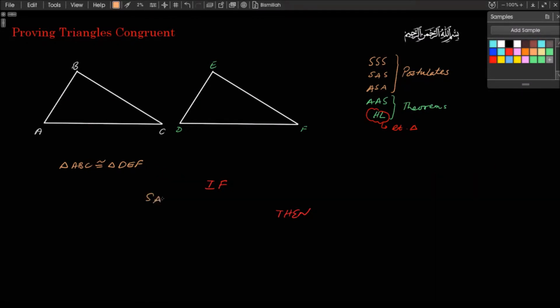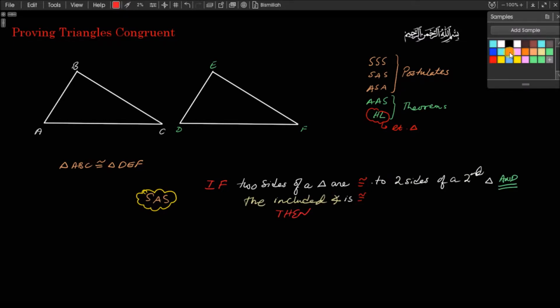Now, the side, angle, side triangle congruence postulate states the following. It states that if 2 sides of a triangle are congruent to 2 sides of a second triangle, and the included angle is congruent, then the triangles are congruent. Now, this is very important to understand properly. What this states is that if 2 sides of a triangle, see, this is side and side, there are 2 sides.